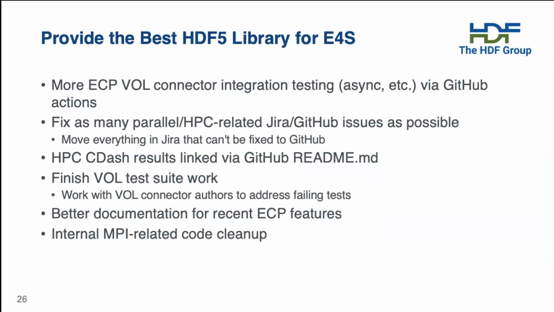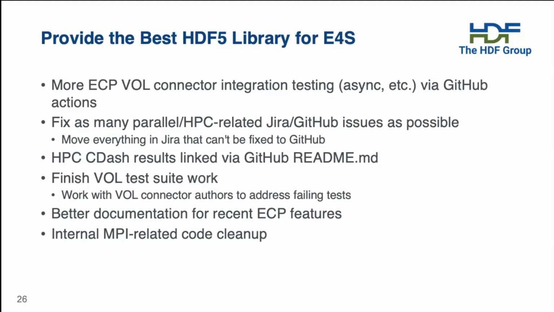And then provide the best HDF5 library for E4S. So more ECP VOL connector integration testing, like the async VOL, cache VOL, things like that via GitHub Actions to make sure those are all working. Fix as many parallel HPC bugs as possible. I want to get the HPC CDash results linked off of the README page. In addition to seeing all our nice little badges and seeing everything that passes, you should be able to look and see whether CDash is happy with all the exascale machines that we support, all the HPC machines.